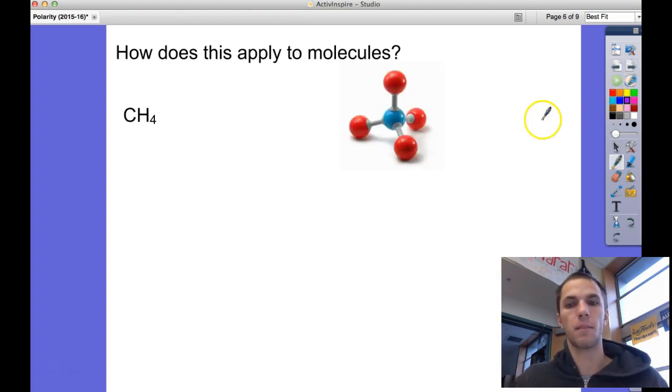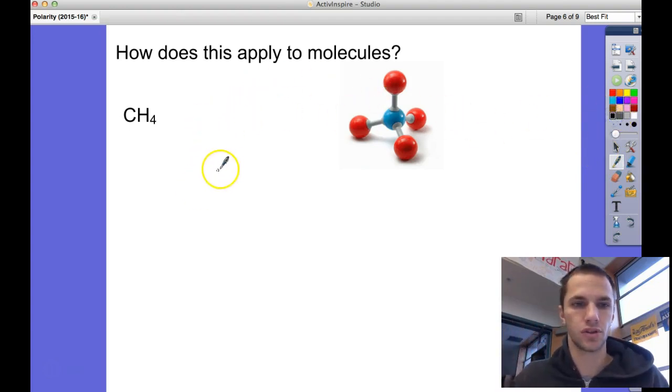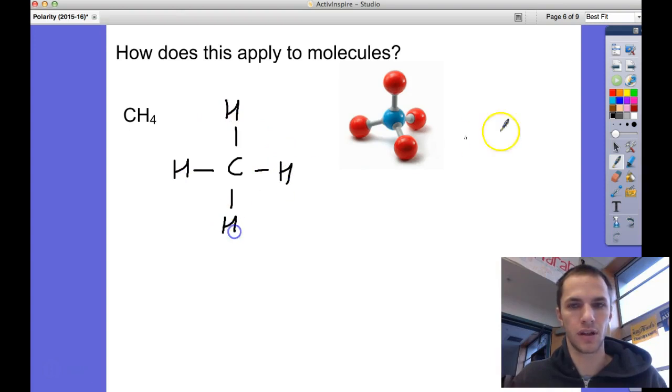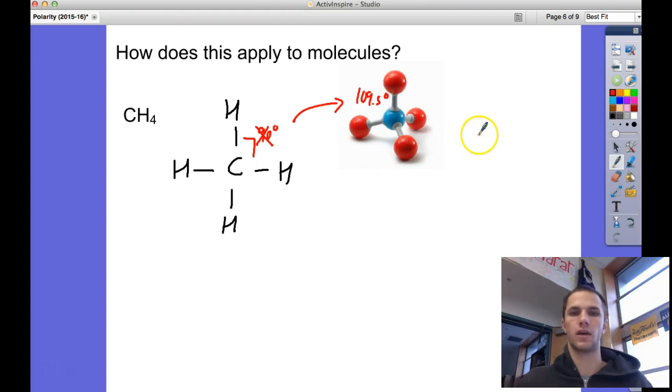But how does this apply to molecules? Because we're really talking in chemistry about just two atoms. So for example, methane, CH4, has the Lewis structure like this. But we now know from our molecular geometry that this, for example, is not a 90-degree angle. It's actually a tetrahedral molecule that has a 109.5 degree bond angle.